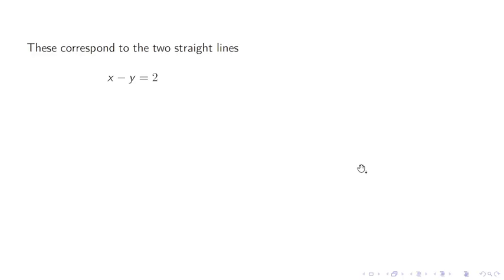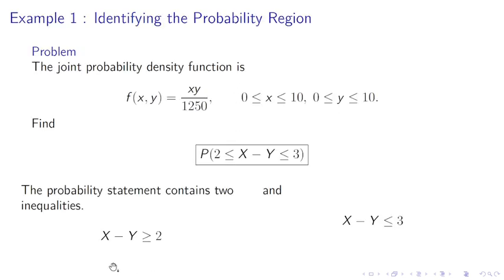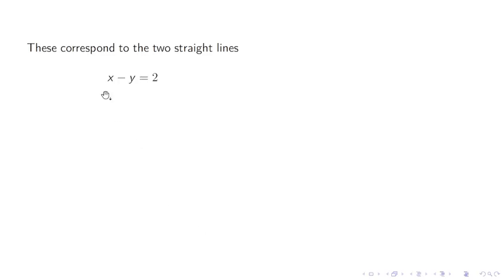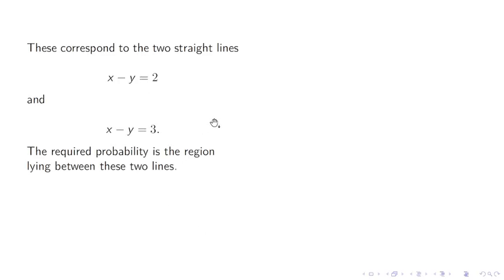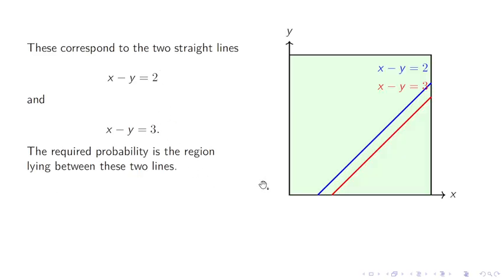We need to draw the possible region first. This corresponds to two straight lines. To draw the shaded area, we need to transform the inequalities into equalities. From these inequalities, x minus y is equal to 2 is a straight line, and x minus y is equal to 3 is a straight line. The required probability is the region lying between these two lines.